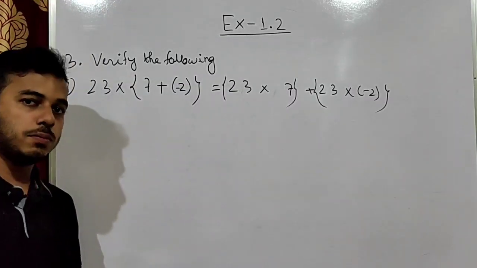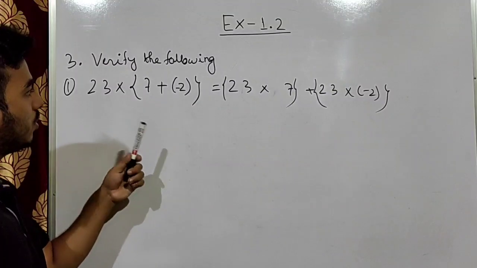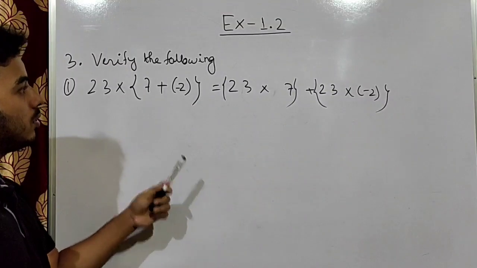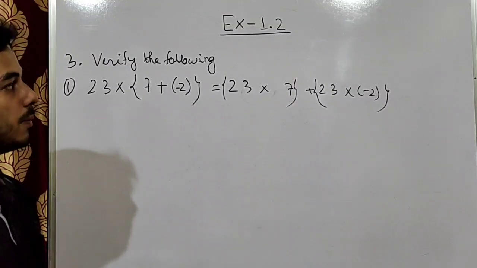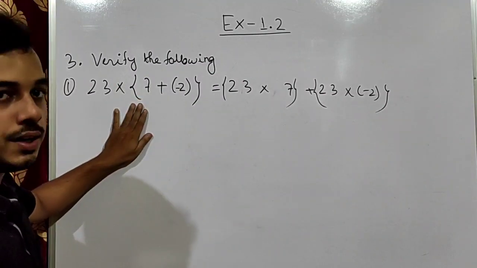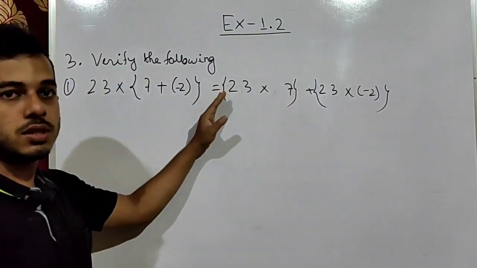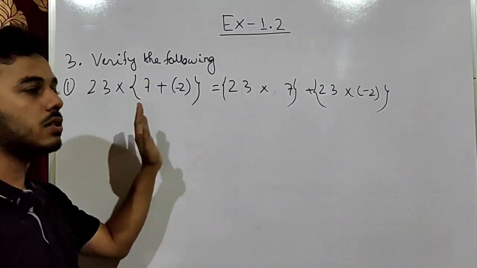So our next question is: verify the following. Here, this is 23 into 7 plus 2 equals 23 into 7 plus 23 into minus 2. That is, we have to verify. So this is our LHS and this is our RHS. There is an equal sign, right? We have to verify that LHS equals RHS.